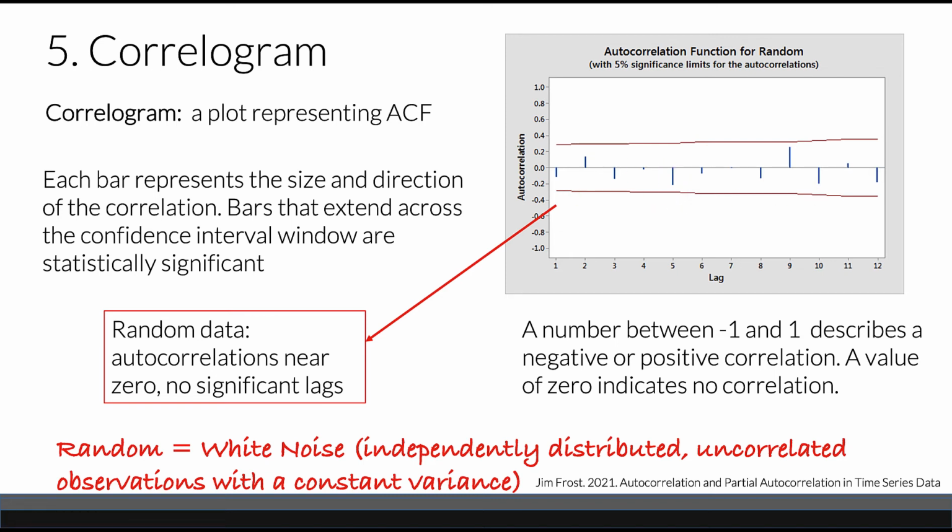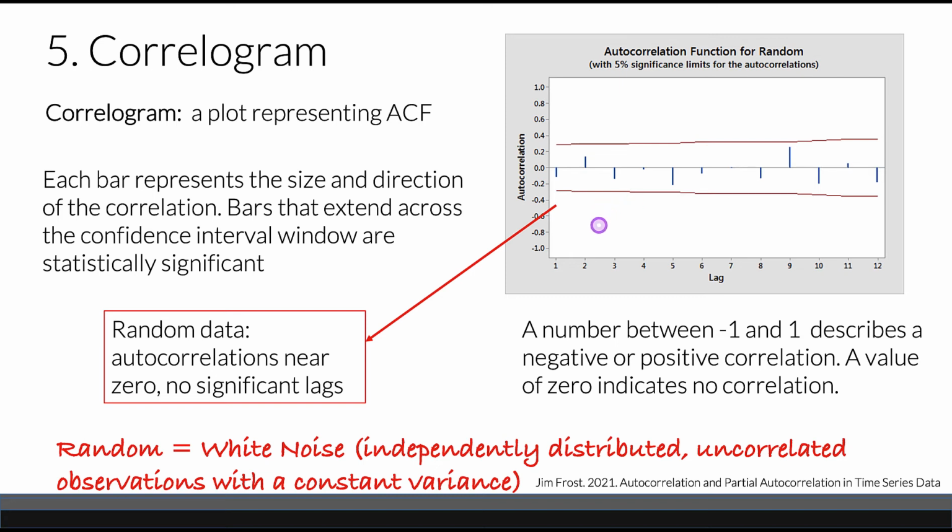In this specific example, we have random data. What you notice right away is that those bars do not cross the significance level. This is important. Random data is clustered typically around 0. There's no significant lag, so you can state with high confidence that the data represented in this plot is random.